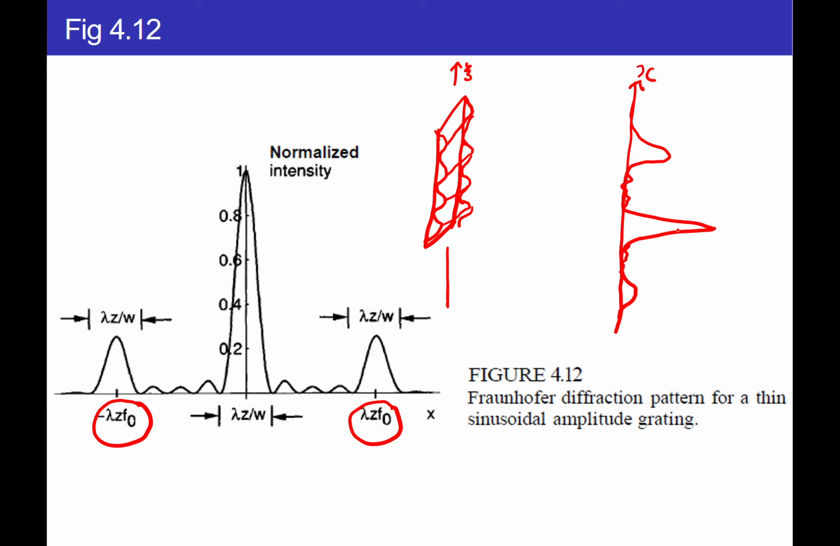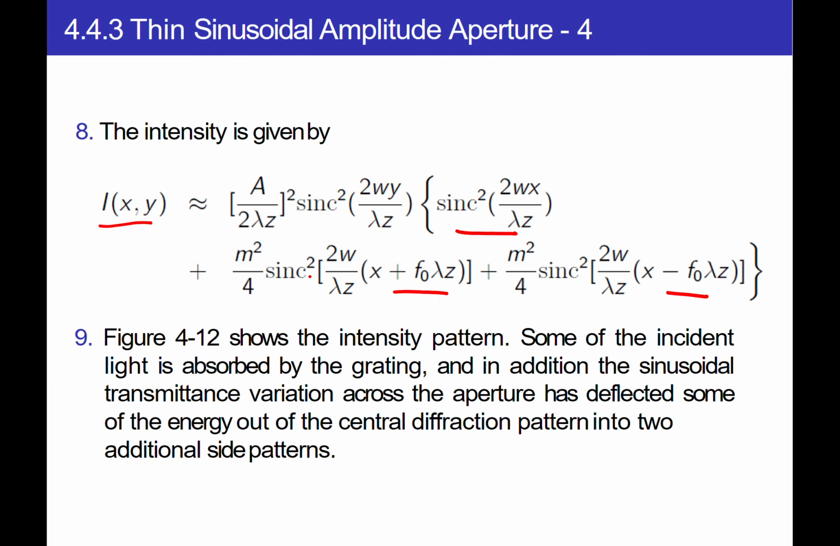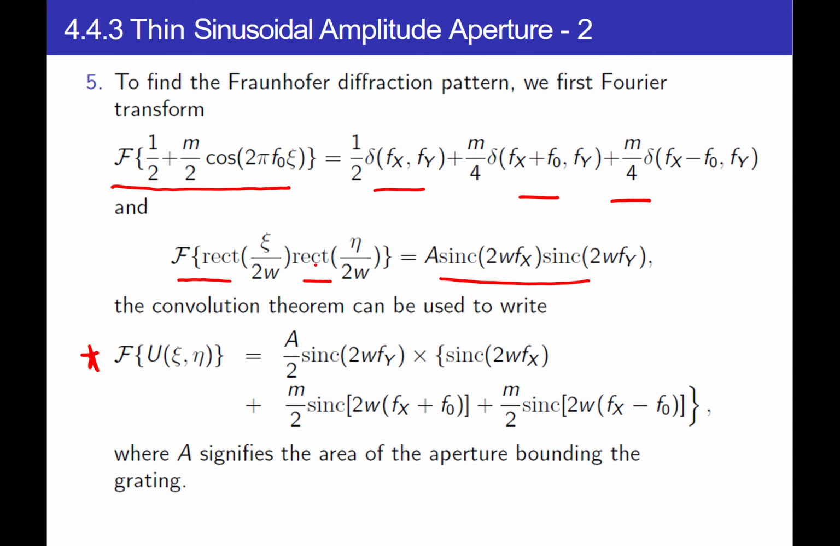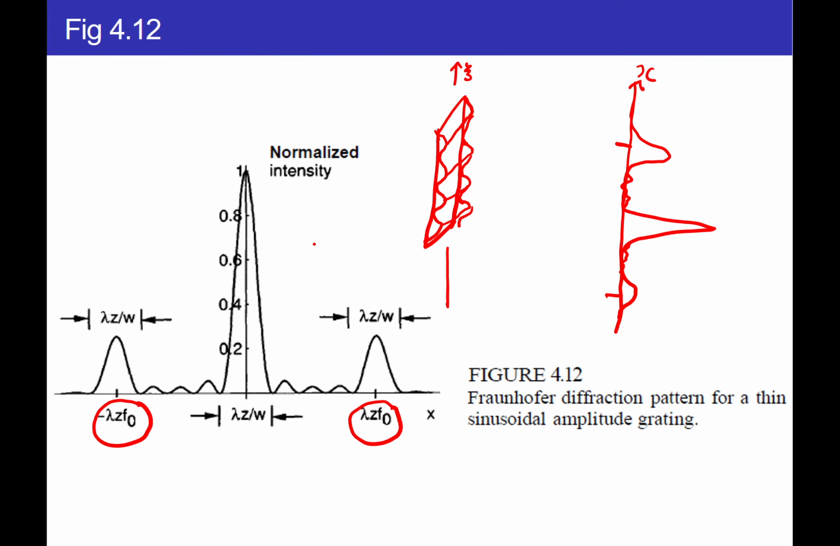So the center is a sinc function, and on top of it we have our additional sinc functions, which reflect the modulation frequency, f0. Remember that f0 was nothing but the modulation frequency, okay? And this is what we get for the amplitude grating.